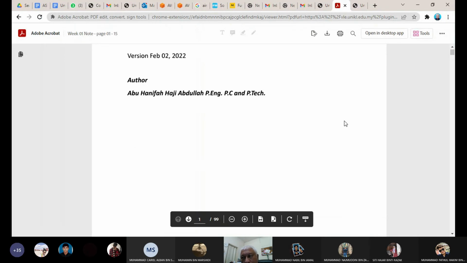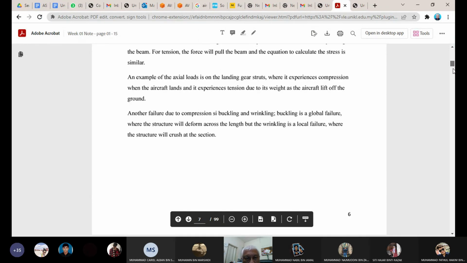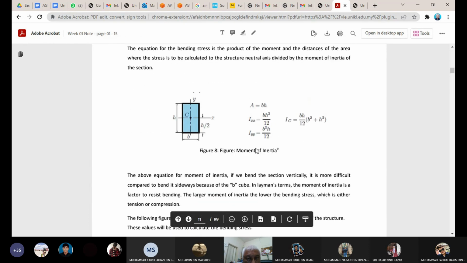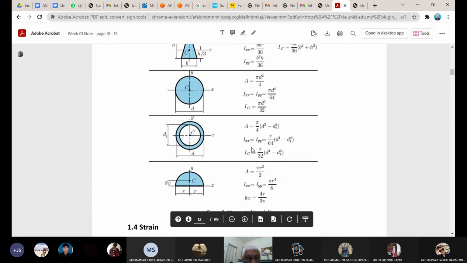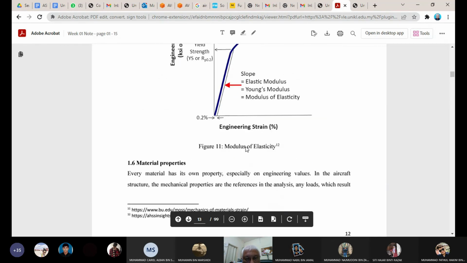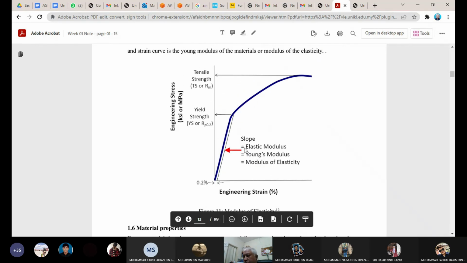So let's review again the mechanics of material. We stop at strain, modulus. And for the basic information, why you need to have this strain and modulus, because some future equations will have this term. By understanding where this term comes from, you will be able to understand the equation better. You can use them better.